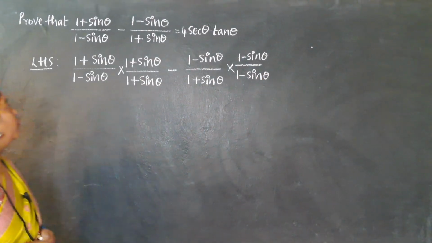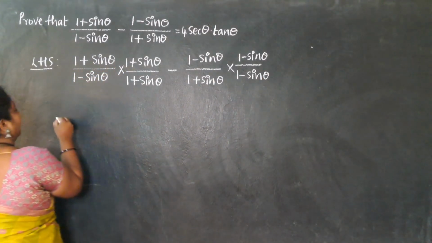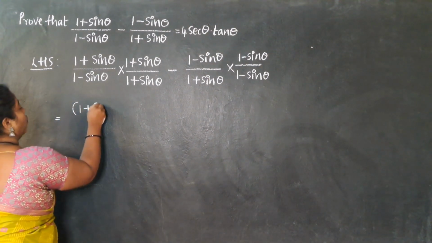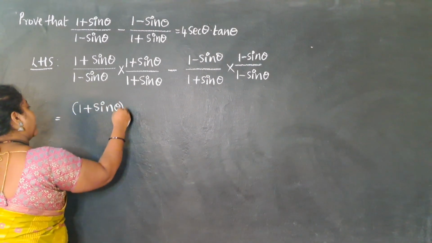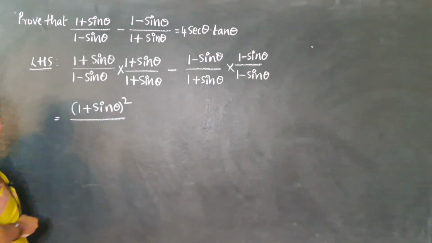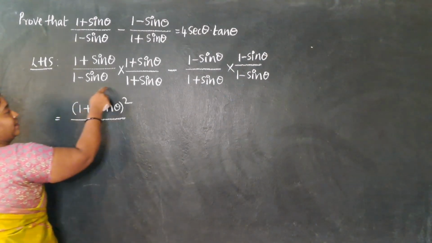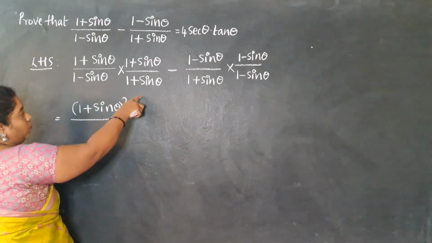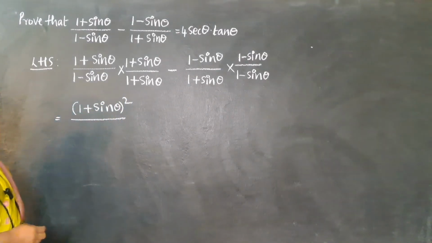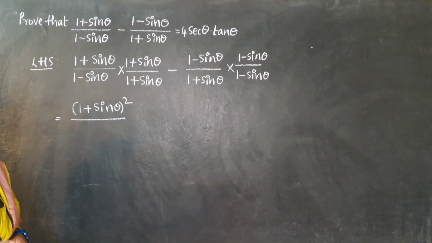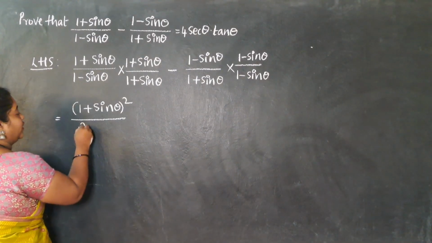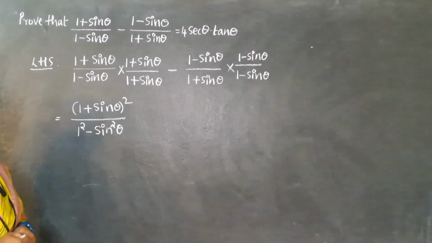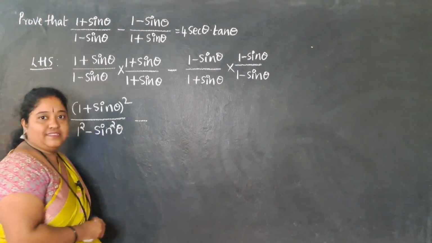Okay, now look at the board here. (1 plus sine theta) into (1 plus sine theta) will give me (1 plus sine theta) the whole square divided by, see, (1 minus sine theta) into (1 plus sine theta), that is (a minus b) into (a plus b). (a minus b) into (a plus b) is equal to what? a square minus b square. So what am I going to write here? 1 square minus sine square theta. Okay, minus, what is there here?